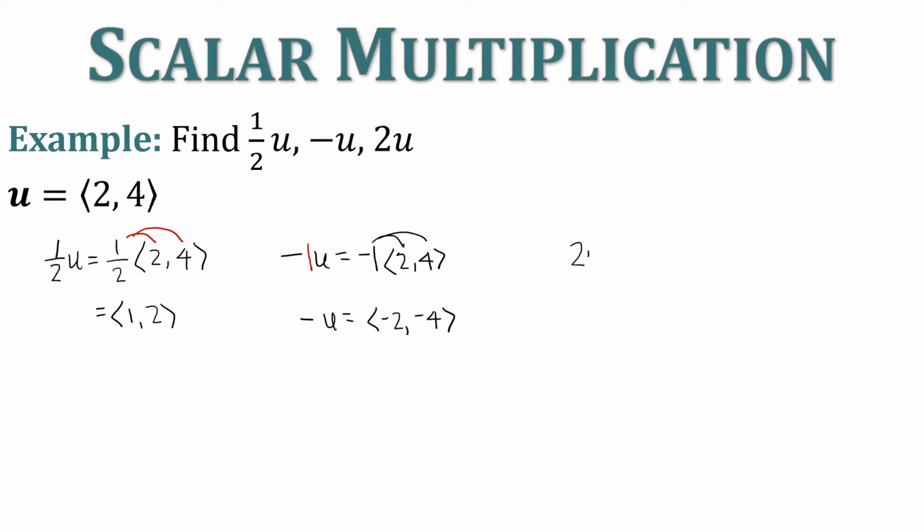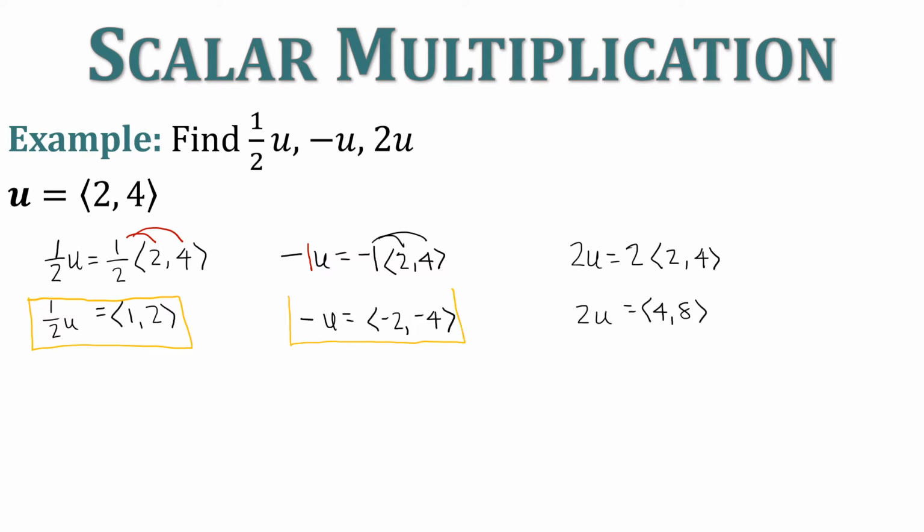Lastly, if I'm finding 2u, I need to multiply the entire vector u by 2. So 2 times 2 is 4, and 2 times 4 is 8. So that is the vector 2u, and I did not write the 1/2 u here. So we can see our three answers. 1/2 u was <1, 2>. Negative u was <-2, -4>. And 2u was <4, 8>.